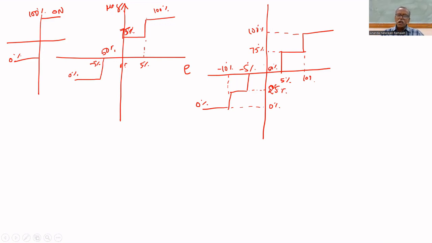Now it will approach. If the error is minus 10, minus 12, minus 15 like that, that is less than minus 10, it means 0%. If it is greater than minus 10 but less than minus 5%, it means 28% output. Between minus 5% and plus 5% means 50% output. Between 5% and 10% error means we are giving 78% output. Above 10% error means 100% output.